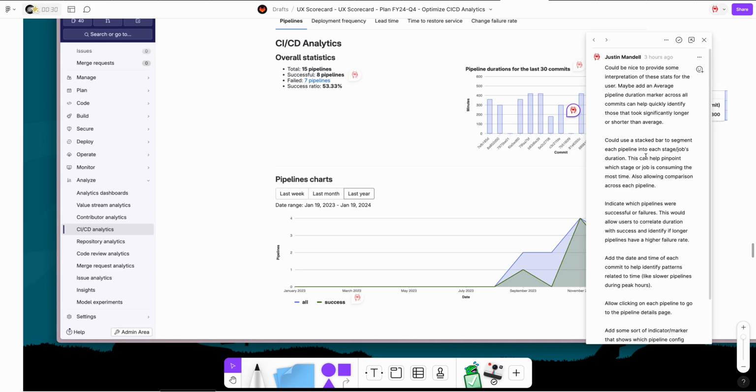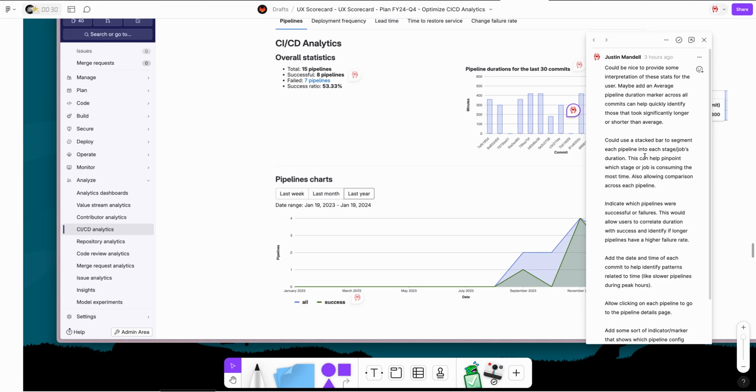Information-wise, I have a lot of thoughts. Considering my goal, which is to try and find poor pipelines, pipelines that are slow or lagging or just not running correctly, so I can optimize them. I think that this chart could show some more helpful information. It'd be nice to provide some sort of interpretations of the data, help me understand this data so I can be more productive. And that type of comment or thought process follows throughout the rest of the screens.